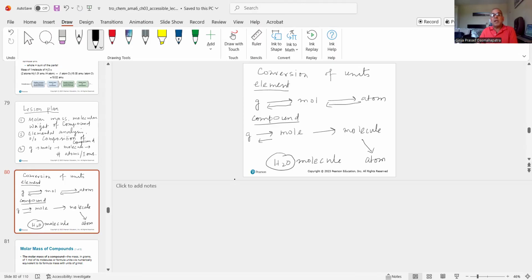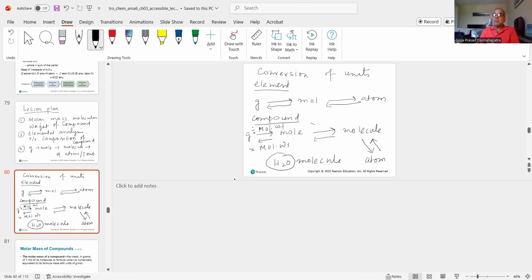The same way I did in case of element, I will give you how to do it. So in this case, when you want to go from gram to moles, what will you do? Divide by molecular weight. Write it down carefully. Divide by the molecular weight. And if it is divide, the opposite conversion will be multiplication. So multiply by molecular weight.